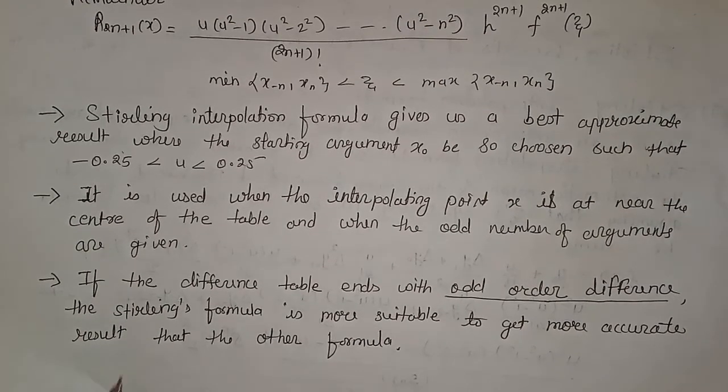before using any formula, first of all we find the central difference table. When we are finding the table, we will see if our table ends with an odd order difference, then we will use the Stirling formula; otherwise we will use the other formulas which we will study later. If our table ends with an odd order difference, then the Stirling formula is more suitable and gives a more accurate result than the other formulas. So if the table ends with an odd difference, then we will use the Stirling formula.